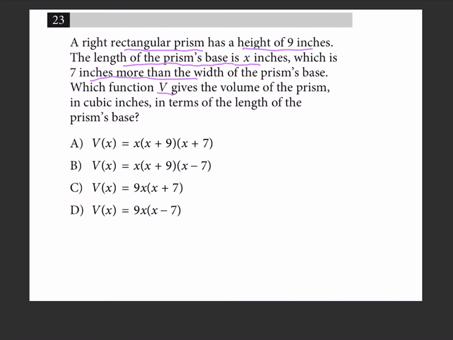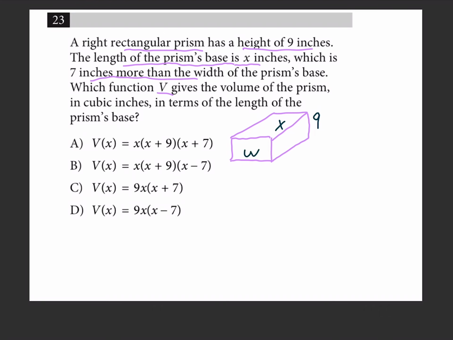Okay, so for this one, we can do a little sketch, which might help you. Alright, so here's my rectangular prism. The height is 9, so that's right there, that's easy. Now the length they're saying is x. I'll say that this is x. And then the width, well, now we're getting into some algebra. Let me just for now put w.